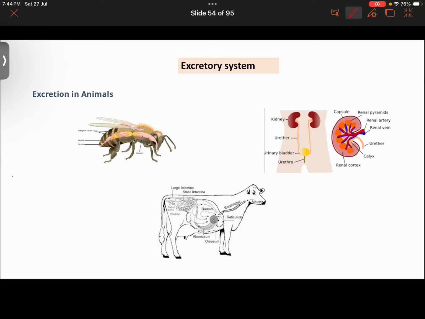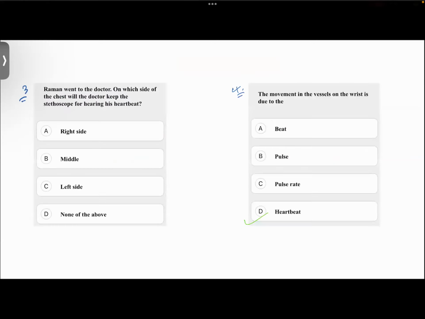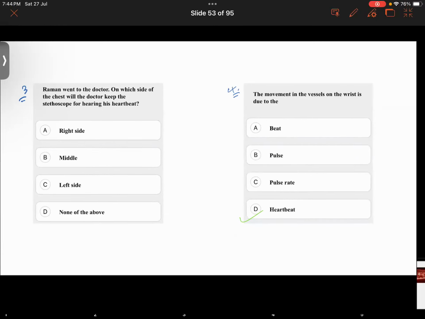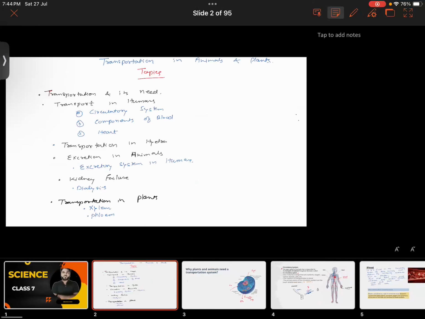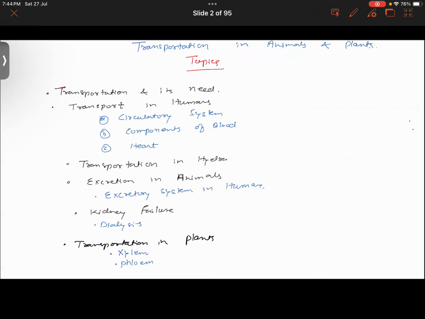Just like so far we have learned about the circulatory system. So far, what did we learn? We learned about the circulatory system, the components of blood, the human heart and how it functions. We also learned that circulatory system is absent in simple animals like hydra or sponges.